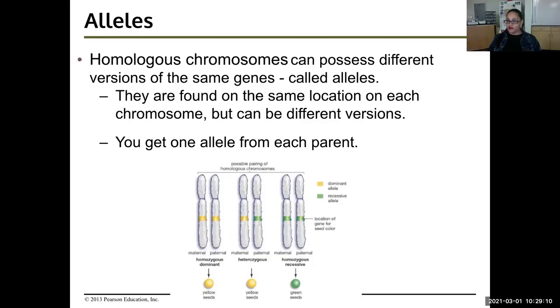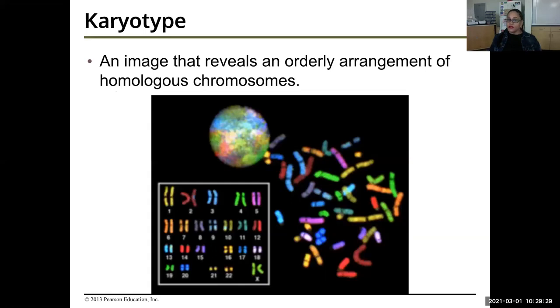Like I said, we have 23 pairs of chromosomes in all of our somatic or body cells. The fact that they're set up in pairs means you get one from each parent, one from mom, one from dad. A karyotype is an image that reveals an orderly arrangement of homologous chromosomes. You can see in there, there's 22 pairs, and then the 23rd pair is a little bit different. Those are the sex chromosomes that will typically reveal gender.